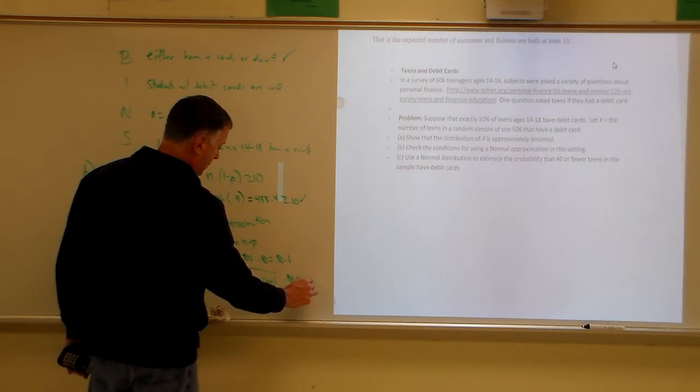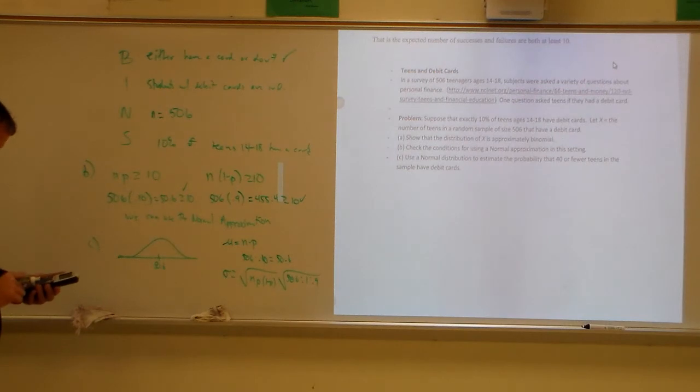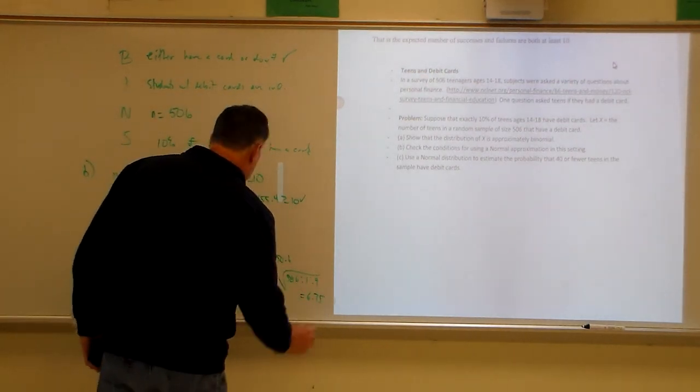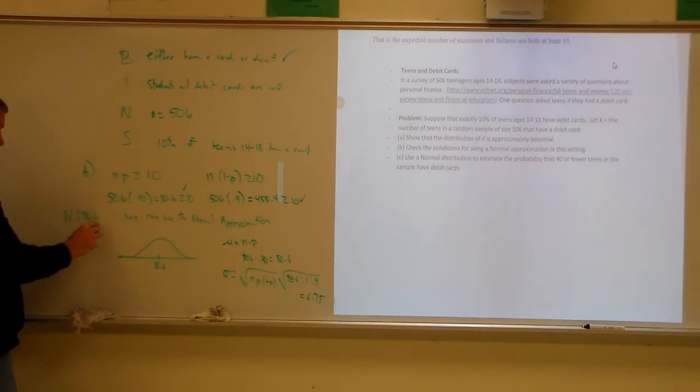which is 506 times 0.1 times 0.9, and then take the square root of that. 506 times 0.1 times 0.9, 45.54, square root, I get 6.75. Let me just make sure. Yeah, 6.75. So what do I have here? I have normal distribution. My mean is 50.6. My standard deviation is 6.75.